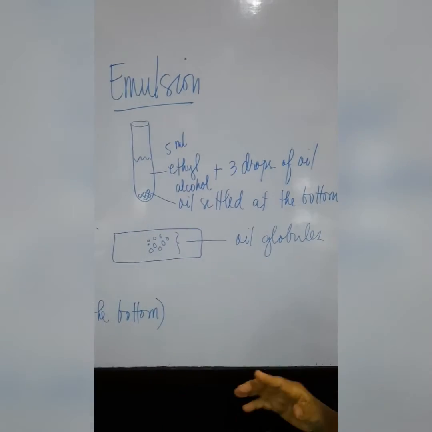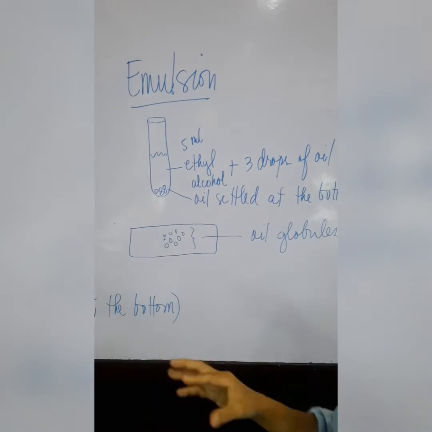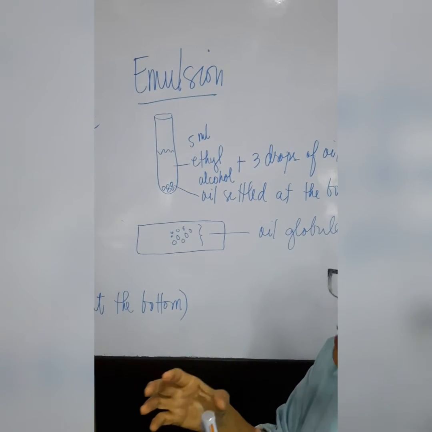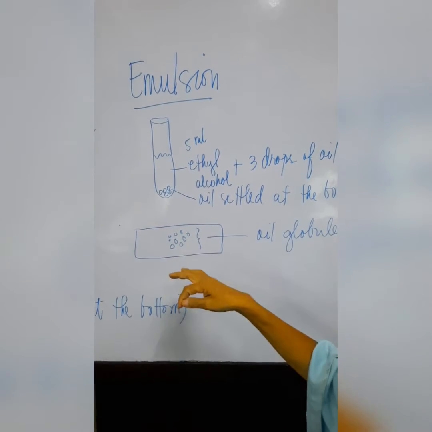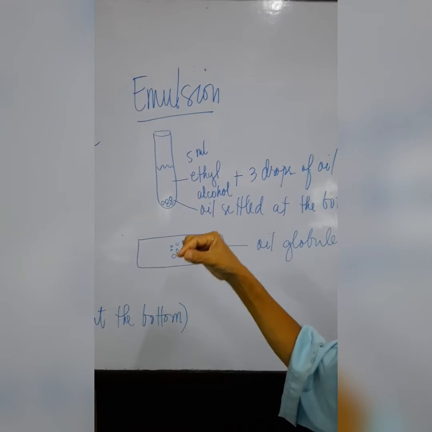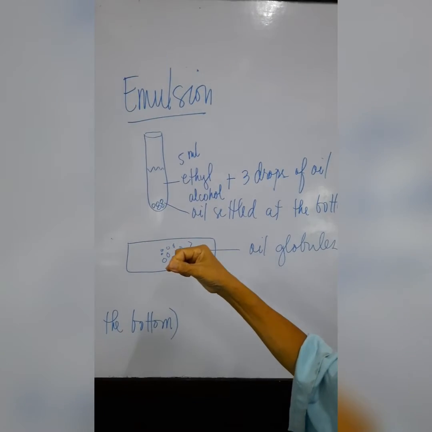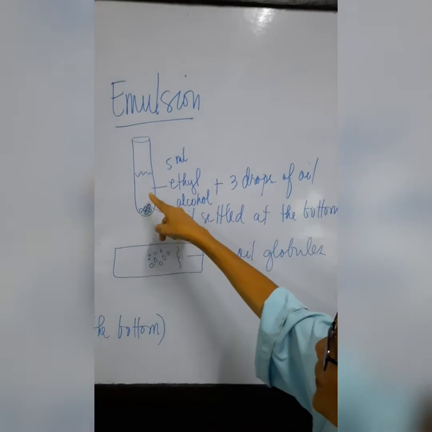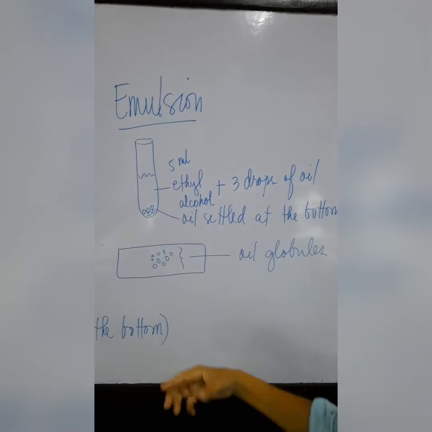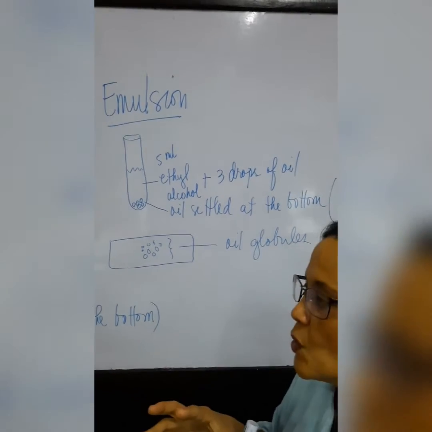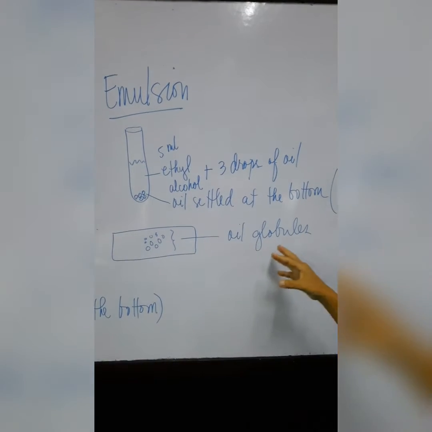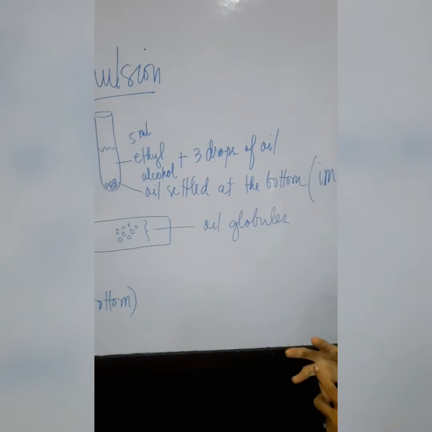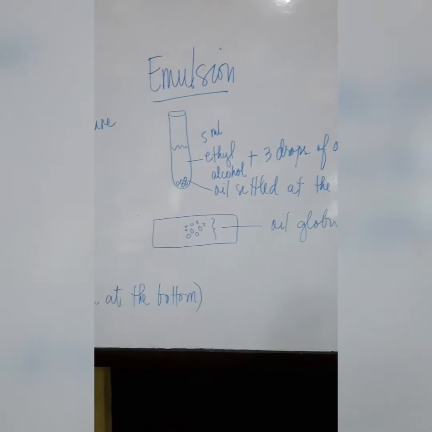And then after that, I put some of this mixture in a beaker which has water, and then shake it well, and then extract a few drops of the mixture and place it on the slide. So this is the slide with the mixture. When I observed that under the microscope, I saw that there are oil globules. So oil globules are formed when I view that under the microscope.